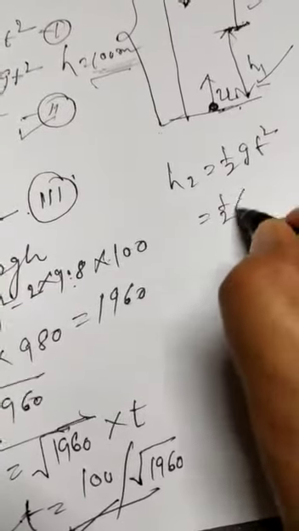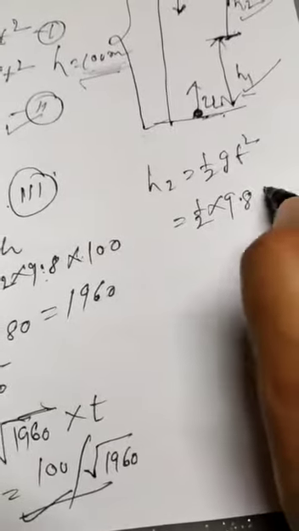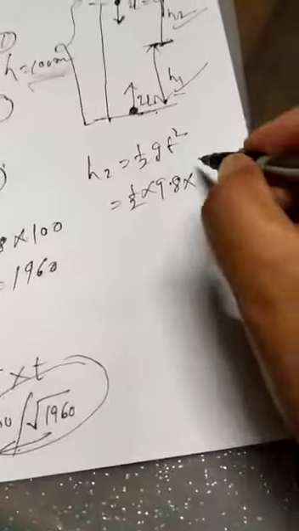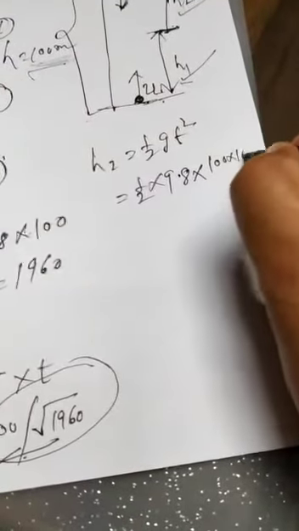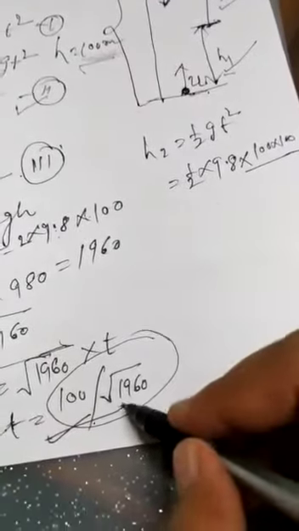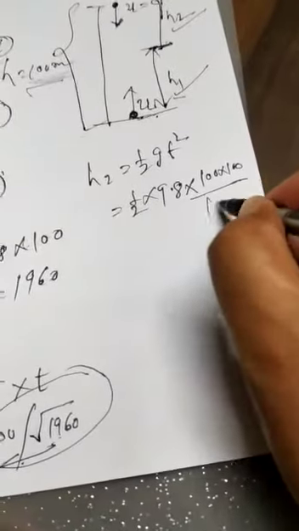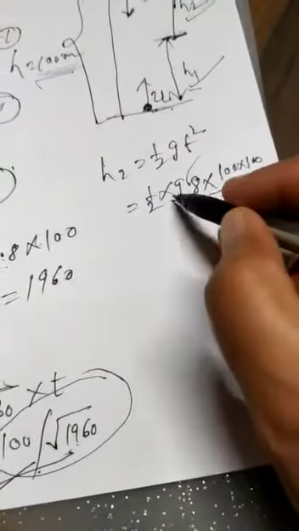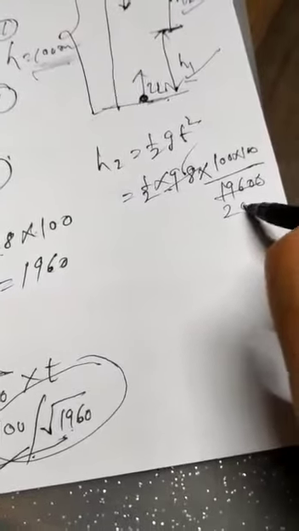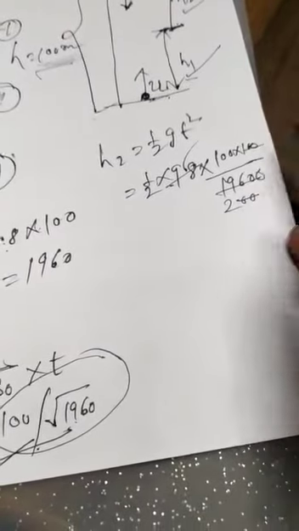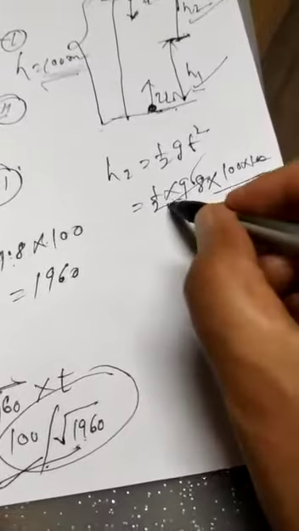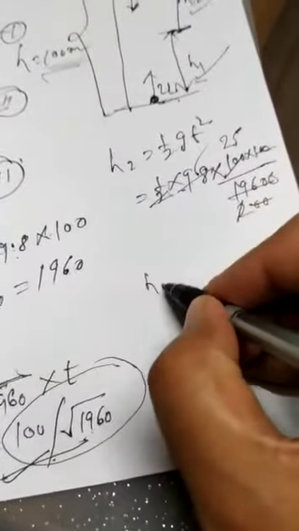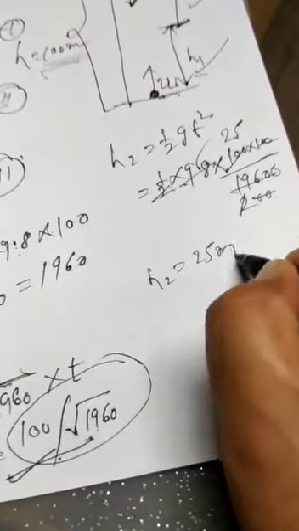So it is 1 by 2, g is acceleration due to gravity 9.8, and time is 100 upon root 1960, squared. So 100 times 100 upon the square of root 1960, that is 1960. The decimal is cancelled, 10 and 98, 200, 20 is cancelled, 100 is cancelled, 2 twos are 4, and 4 twenty-fives are 100. So h2 equals 25 meters.